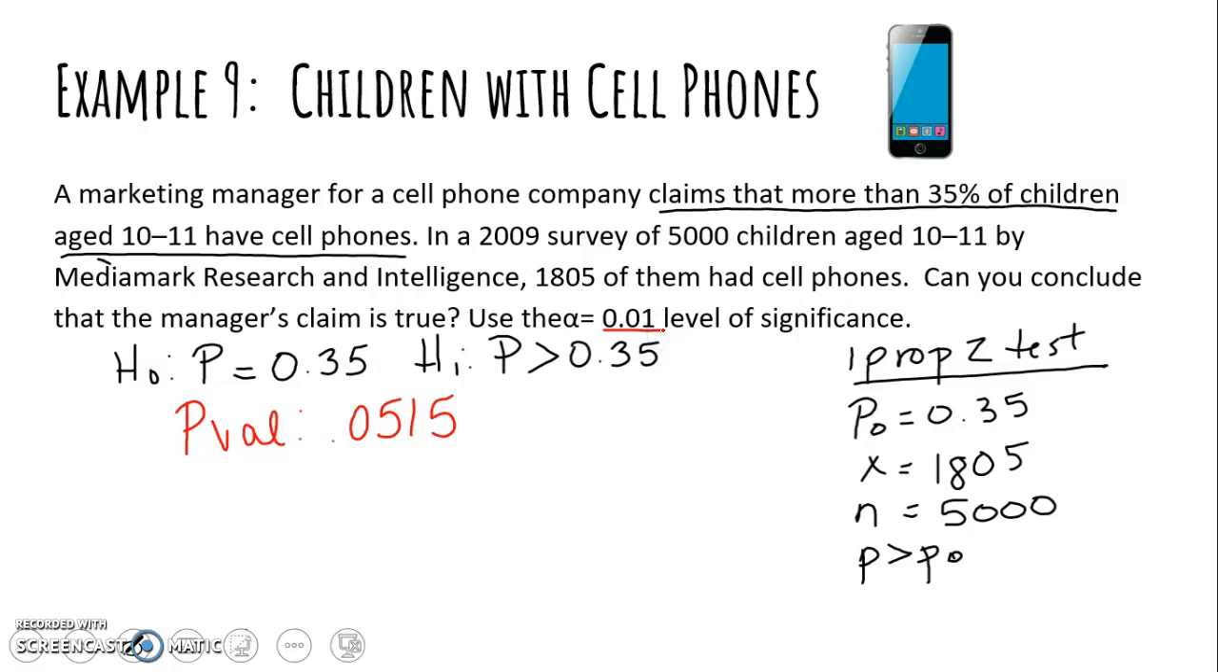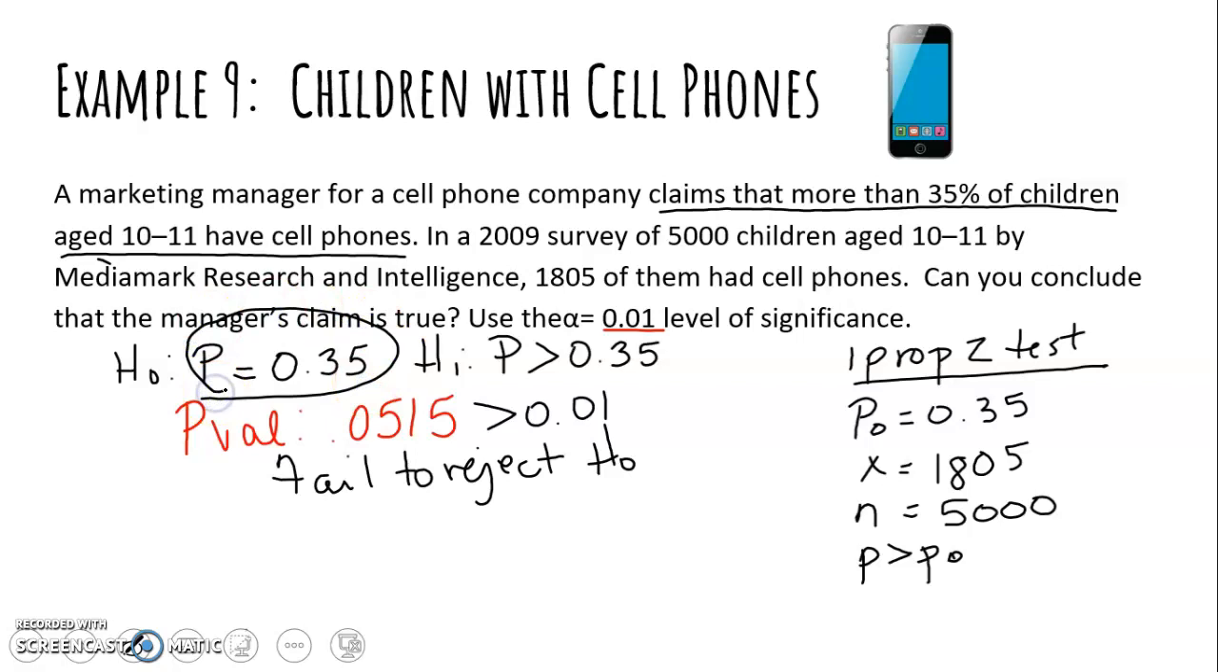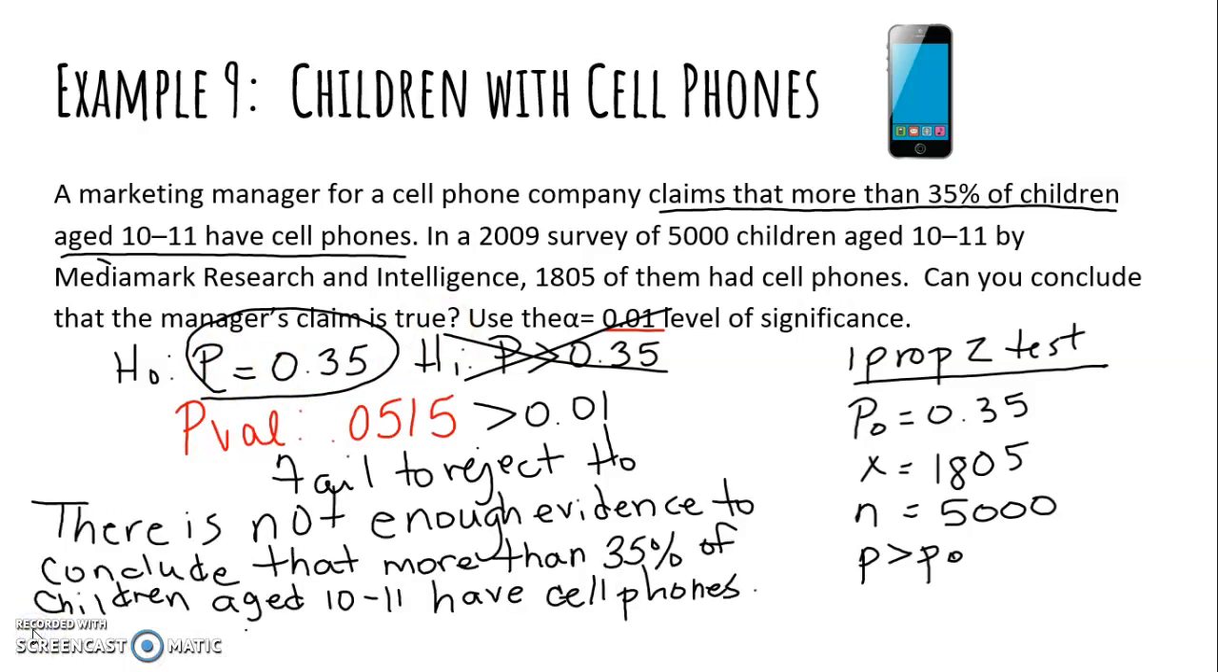Our level of significance is 0.01. So this is definitely greater than 0.01, and because of that we fail to reject the null. If we can't reject the null, that means we don't have enough evidence to support the conclusion. So for our conclusion statement, there is not enough evidence to conclude that more than 35% of children aged 10 to 11 have cell phones.